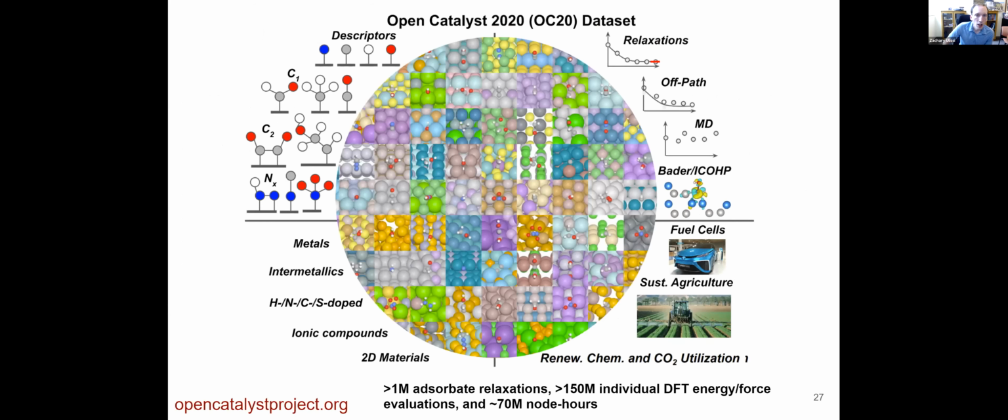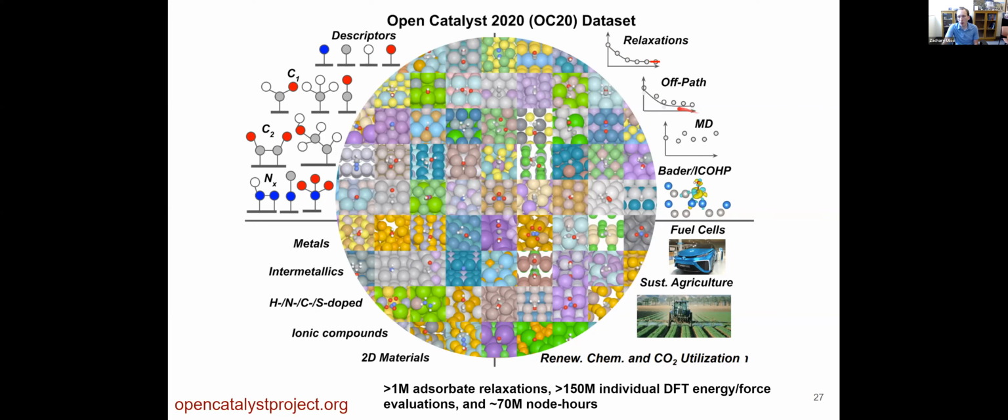Okay. So the first thing that we did was we worked very closely with the people at FAIR to develop this Open Catalyst 2020 OC20 dataset. It is a data set where we took a lot of stable structures from the materials project, metals, intermetallics, doped materials, ionic compounds, 2D materials, randomly cut them into different surfaces, randomly placed adsorbates that have applications to fuel cells, agriculture, ammonia, CO2 utilization, hydrogen, and so on. For every one of those, we did a little relaxation.